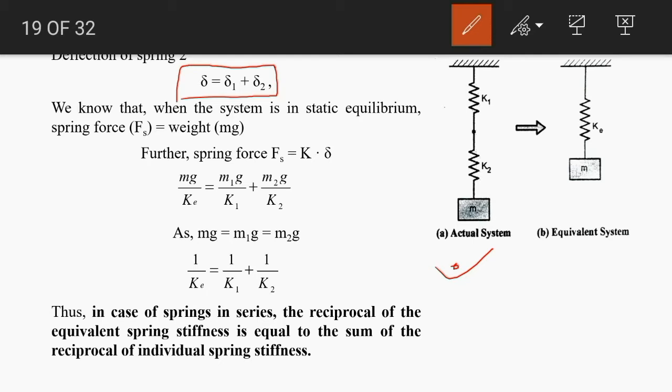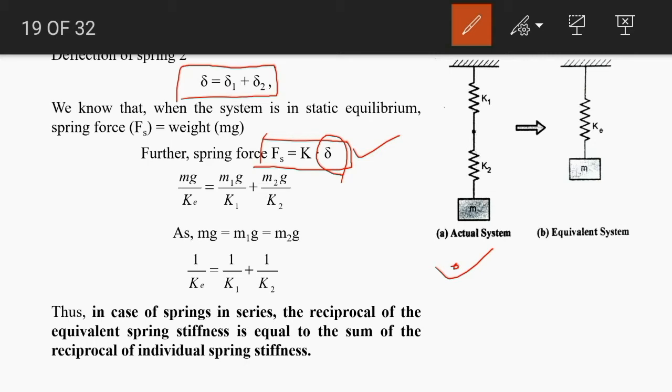Now we also know the equation of spring force, that it is directly proportional to the deflection. So Fs is equal to k into delta. k, the constant of proportionality, is nothing but the stiffness. By making delta the subject we get the relationship delta is equal to Fs divided by k. So for the equivalent spring it would be mg divided by ke, for spring number 1 it is m1g divided by k1, and for spring number 2, m2g divided by k2.